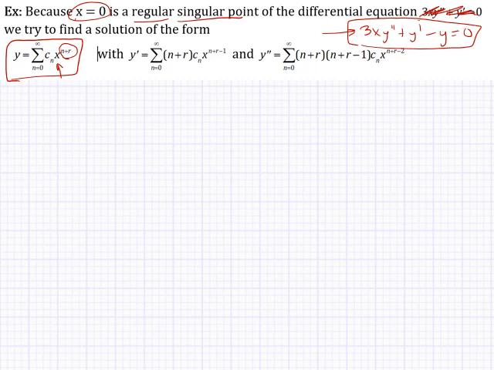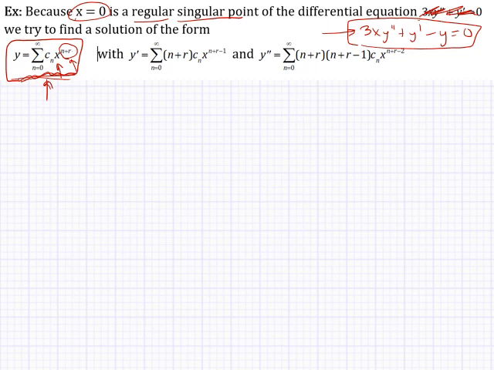So I can find a power series centered at 0, which is what this is, as long as that power series is of the form c sub n x to the n plus r, where r is going to be some constant we're going to have to find out. All right, so if that's the solution, then I have to plug that into the differential equation and find out what the solution would actually have to be.